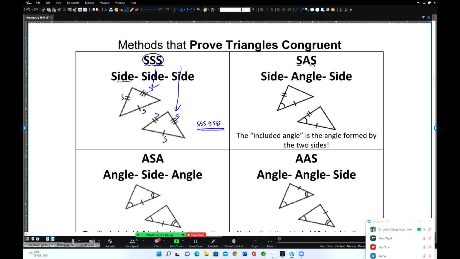Or 2 sides are equal, and the angle between them is also equal, okay? This is also congruent.